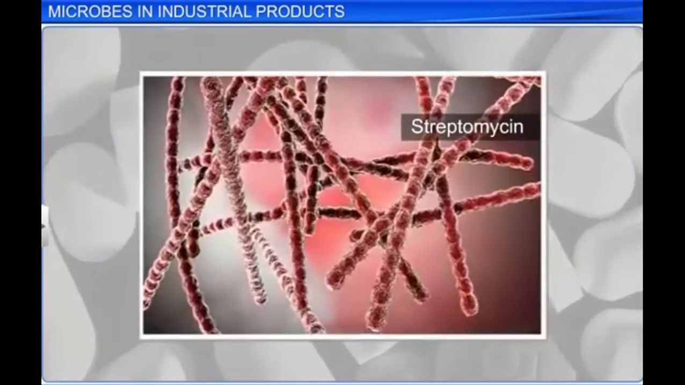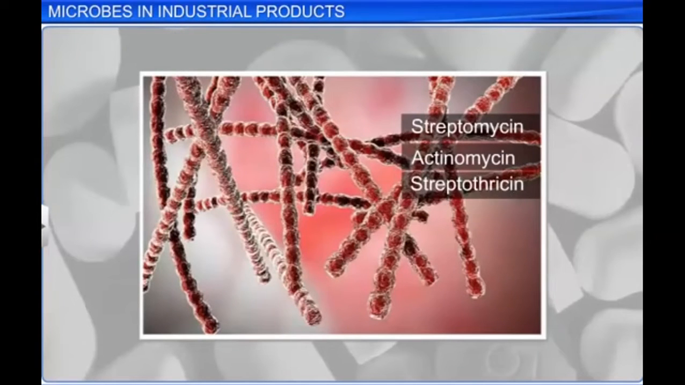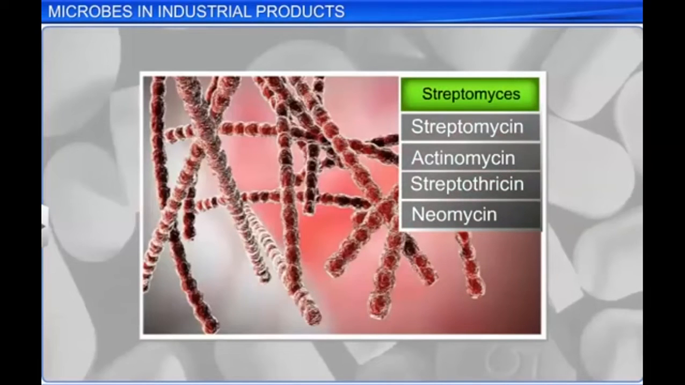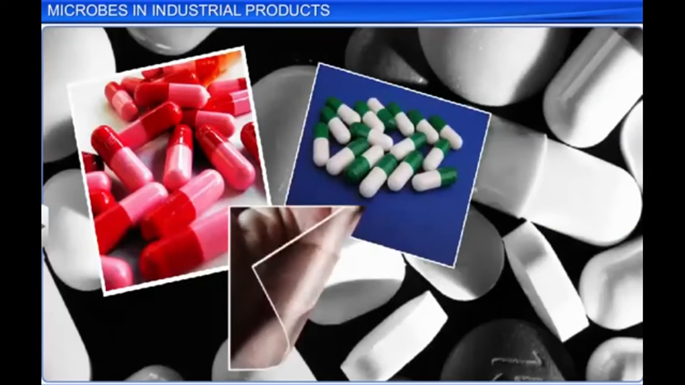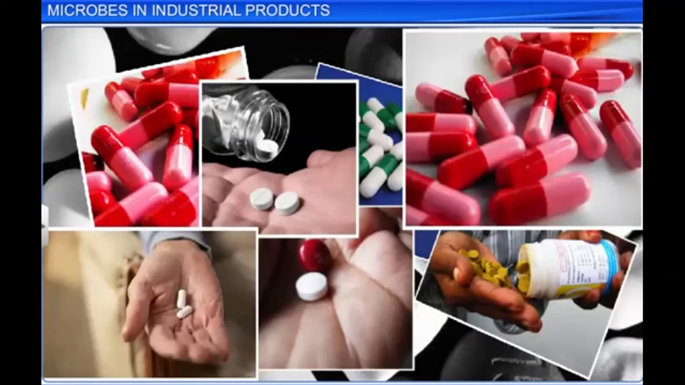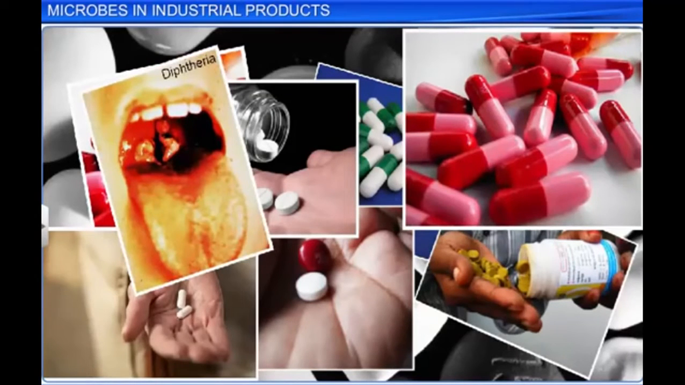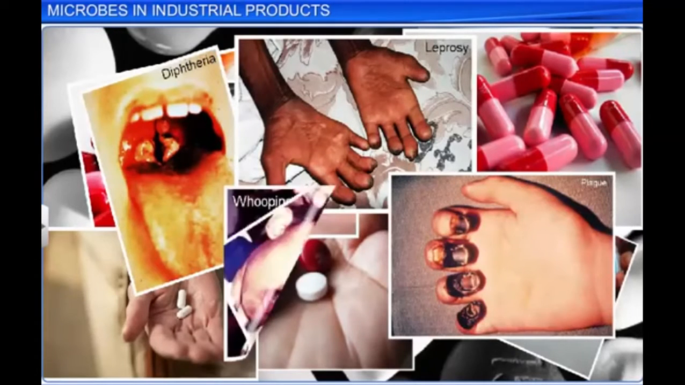Streptomycin, along with other antibiotics like actinomycin, streptothricin, and neomycin, were all produced by different species of the bacterial genus Streptomyces. Since then, more antibiotics have been discovered that have greatly helped save lives around the world by curing various infectious diseases such as diphtheria, leprosy, plague, and whooping cough.